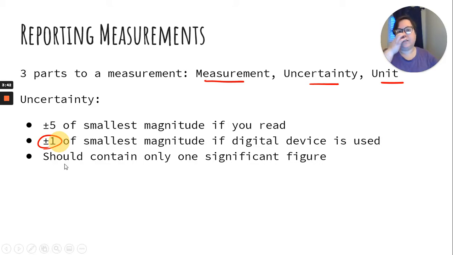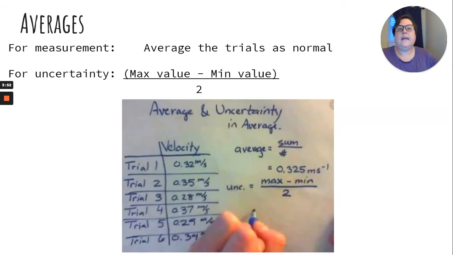The uncertainty should also only contain one significant figure, although percent uncertainties, sometimes you'll see those listed with more than one. If you're trying to find the average of values, you would average them like normal, add up all of, for example, the velocity here, you can add all up these and then divide by 6. That gives you your measurement.